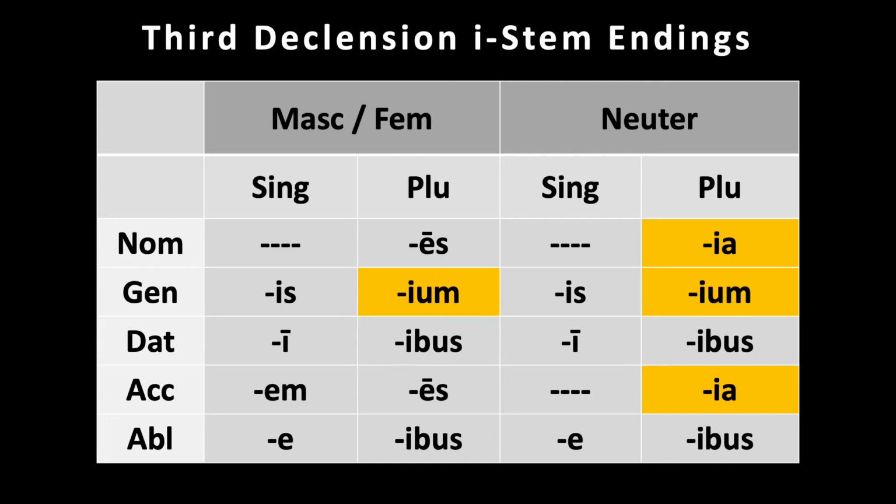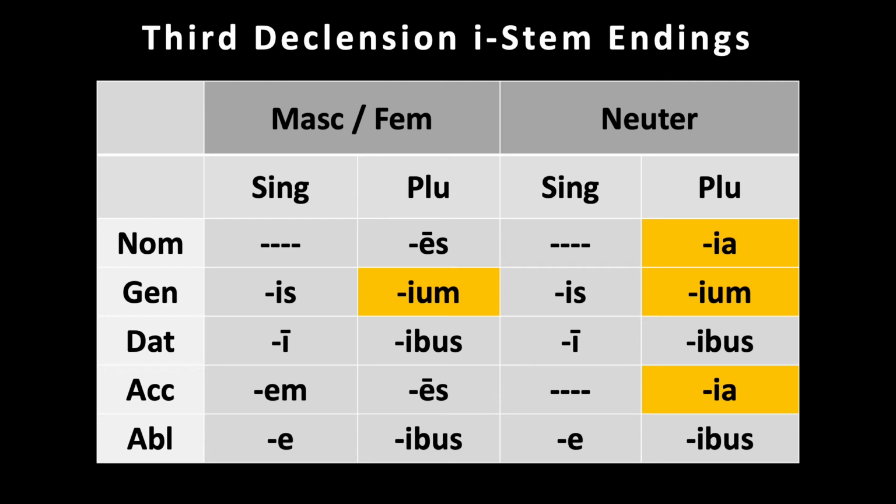So, with the masculine and feminine endings, it'll be blank, is, ī, em, ī, ēs, ium, ibus, ēs, ibus. But with the neuter endings, it'll be blank, is, ī, blank, ī, ia, ium, ibus, ia, ibus. The easiest way to remember this is that the extra I is found before the U's and the A's. Everywhere else, the I assimilates or disappears, so it looks exactly like a regular third declension noun.